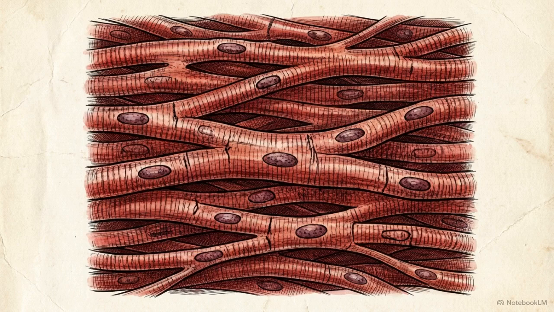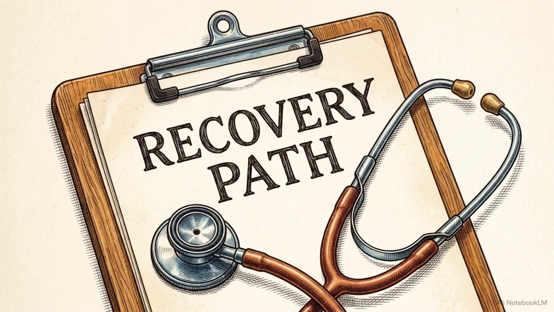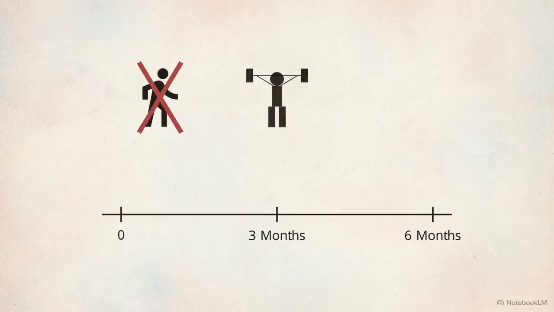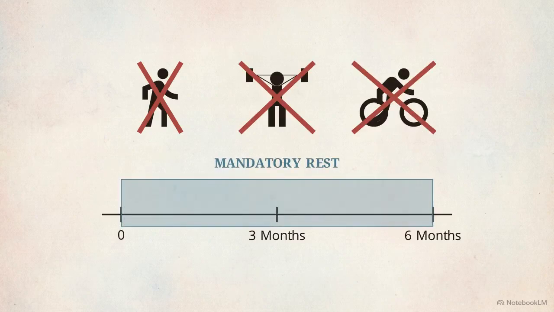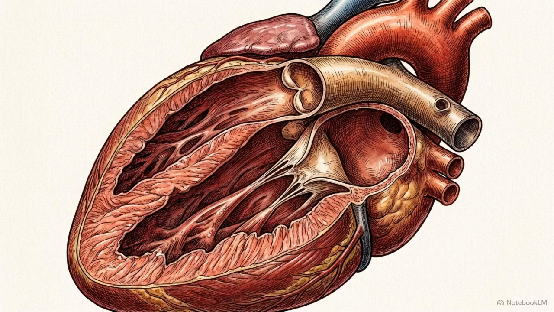Still, returning to normal life requires strict adherence to healing protocols. Patients must absolutely abstain from any sports or intense physical activity for 3 to 6 months to allow the myocardial tissue to fully repair itself.